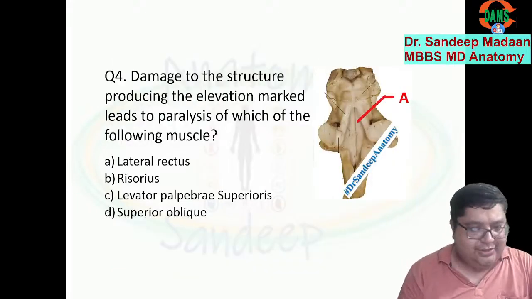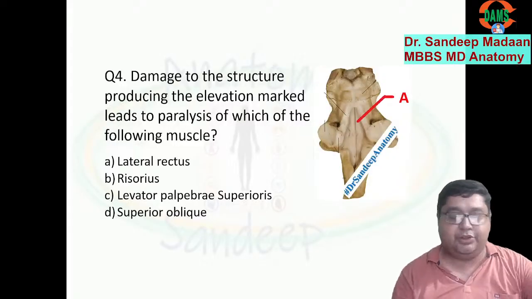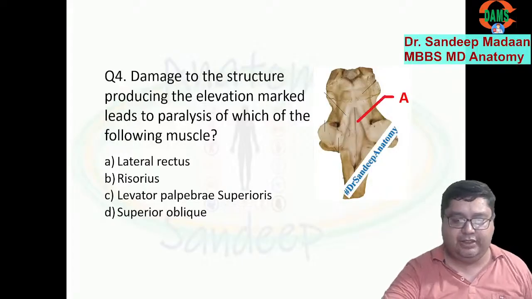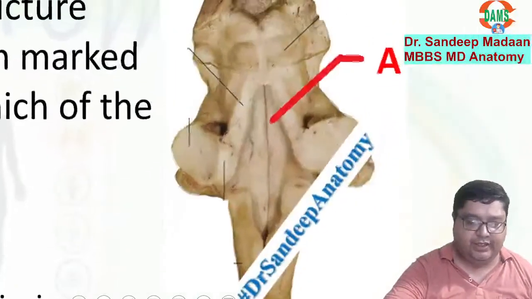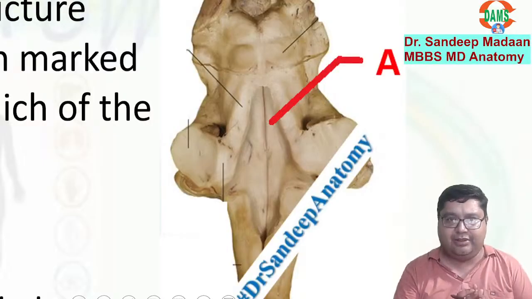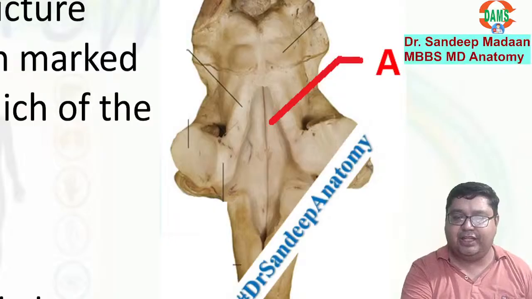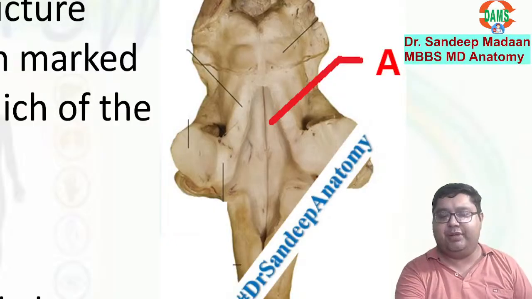Now this question: damage to the structure which is producing the marked elevation. So first of all, what is the marked elevation? Let me explain this way. We have got this, that is the floor of the fourth ventricle. I hope you guys must have identified this. We can see these four bodies. What are these four bodies? These are the superior and inferior colliculi. That is, we are looking at the dorsal aspect of the midbrain.